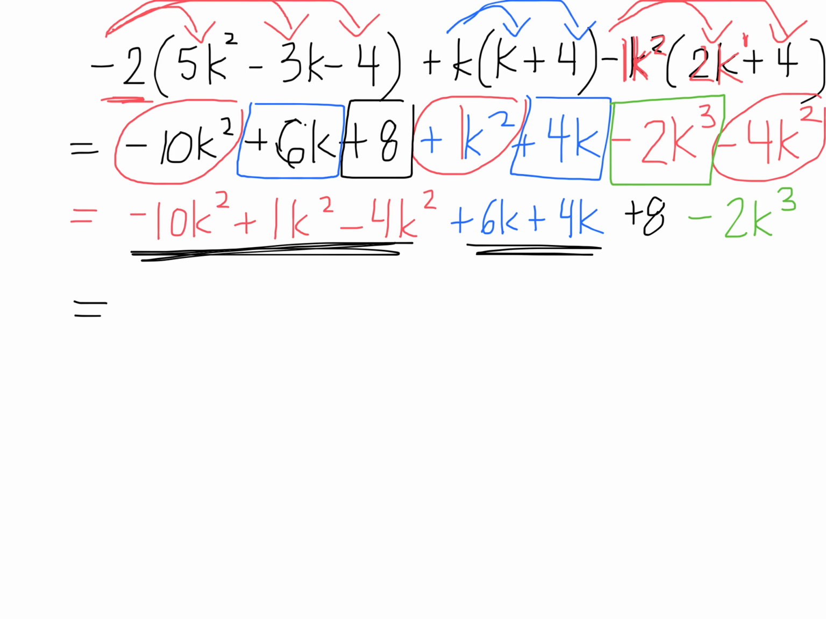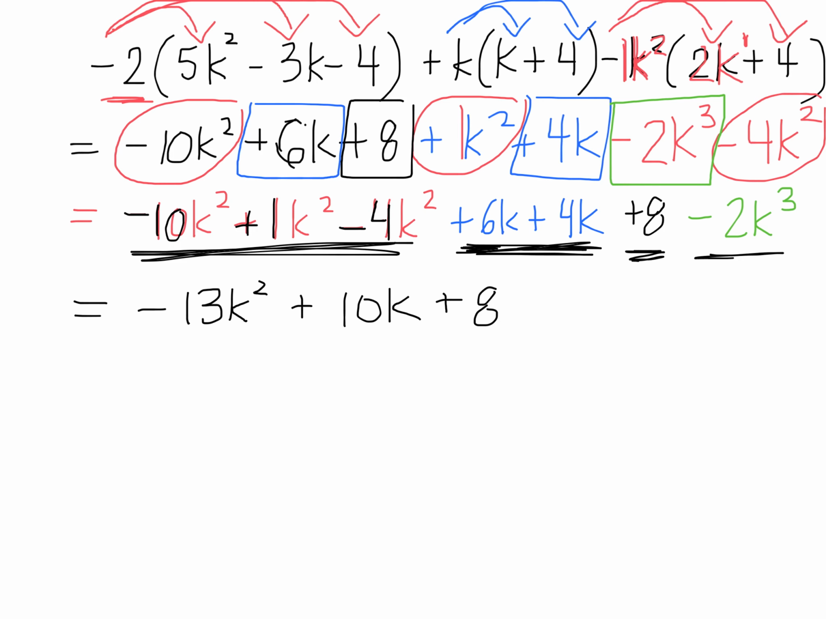So you do that now. Simplify. What's negative 10 plus 1 take away 4? What do you get? Is it negative 13? Good. Negative 13k squared. Then I have a 6k and a 4k. Altogether, how many k's do I have? I have 10k. I have my little lonely 8. And I have my lonely negative 2k to the power of 3.